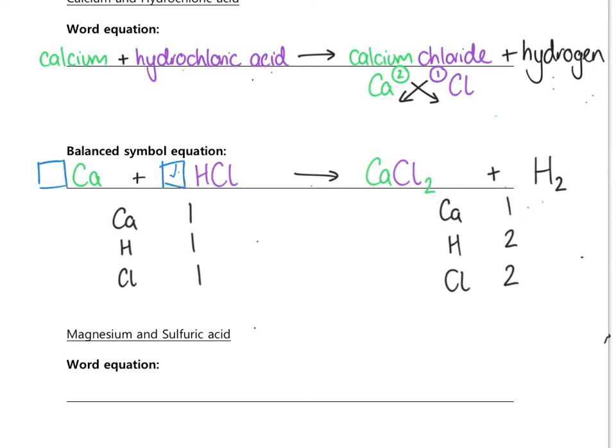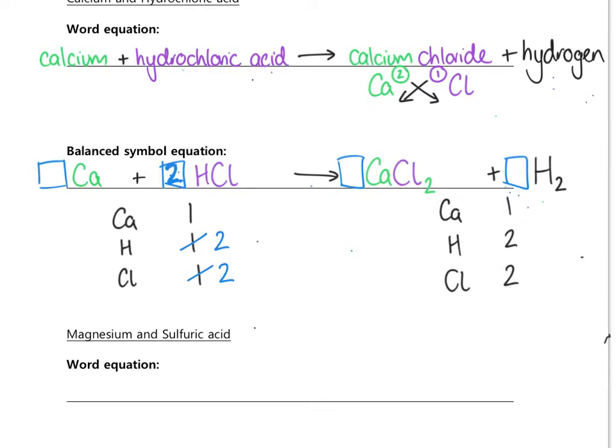At this stage when we're balancing, we can only put big numbers in the boxes. Okay, so I need 2 hydrogens and 2 chlorines on the left. How am I going to achieve that? I'm going to achieve it by putting a 2 in front of my HCl. What I need to do now then is update my list. So that 2 multiplies everything in the formula by 2. So I now have 2 hydrogens and I have 2 chlorines. You can check your list now and you can see that that is balanced.